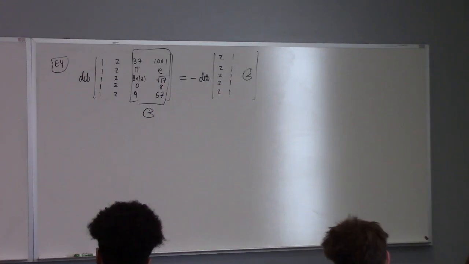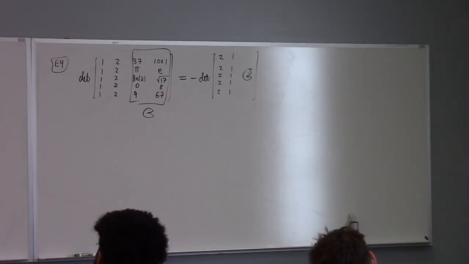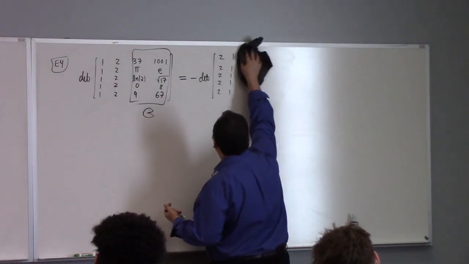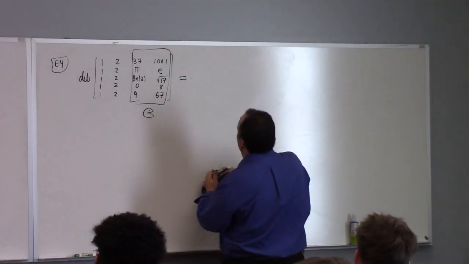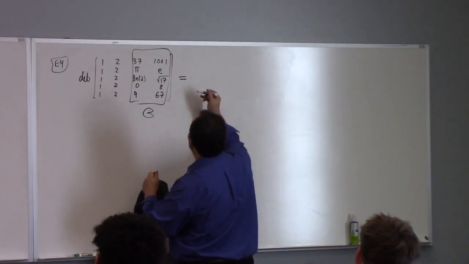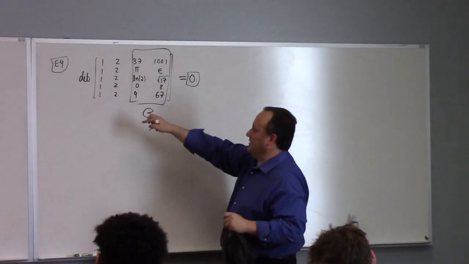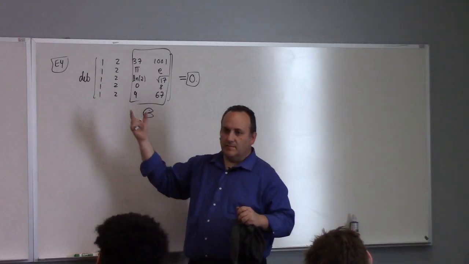Well, anyway, we don't need to write all that. I'm cluttering it up. It's 0. The answer is 0. We don't need all this. 0. Ooh, that didn't sound right. Because of the repeated row.